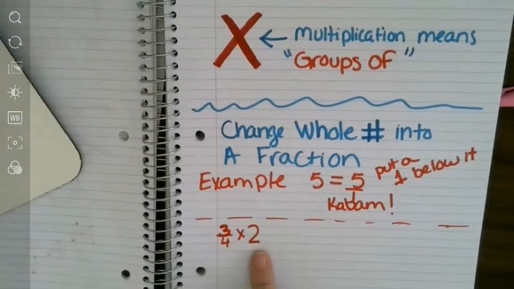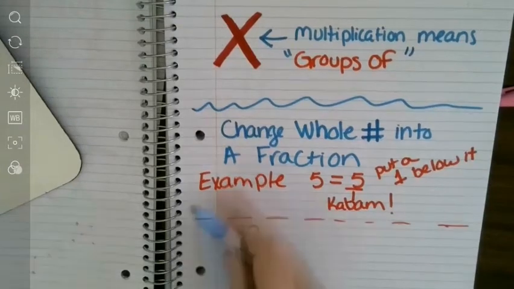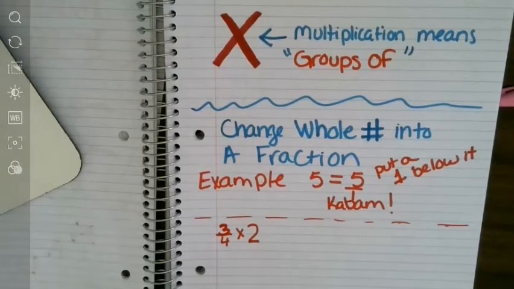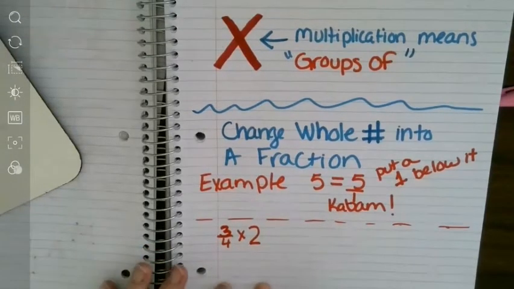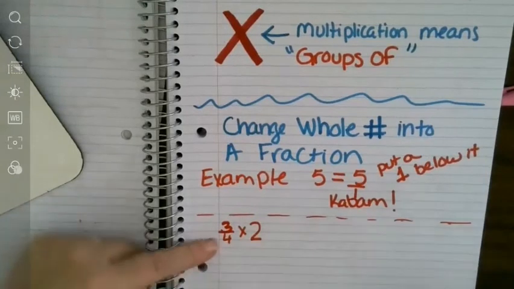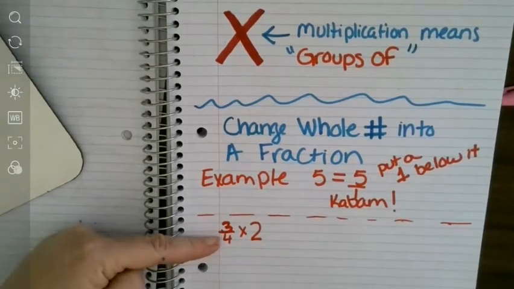So if I said 2 groups of 3/4, okay, try to picture in your head what that looks like for a minute, and then we're going to draw it, okay? We're going to use the lines on here to help us. So this bottom number tells me how many pieces does it take to make a whole thing?